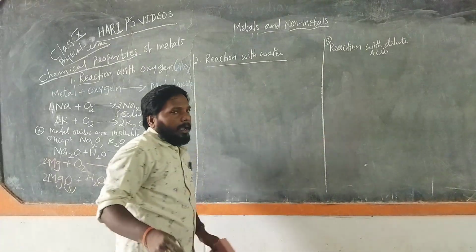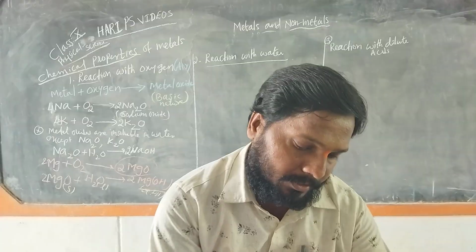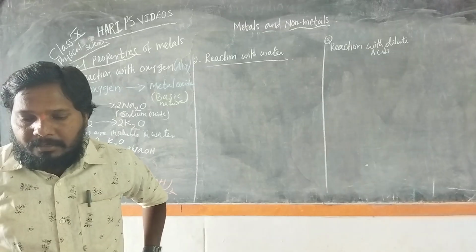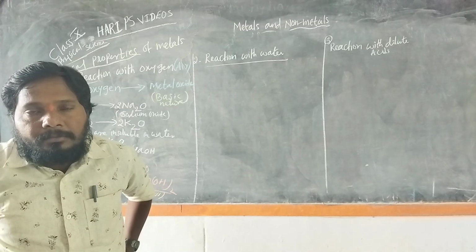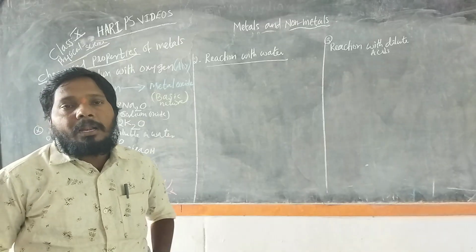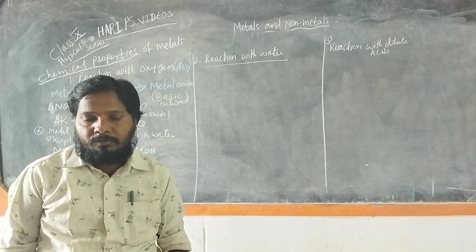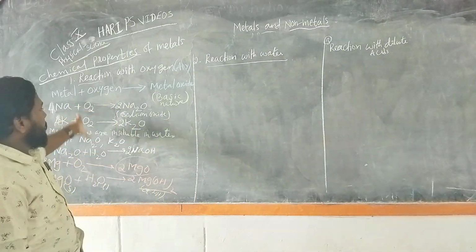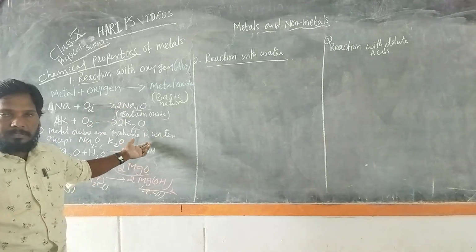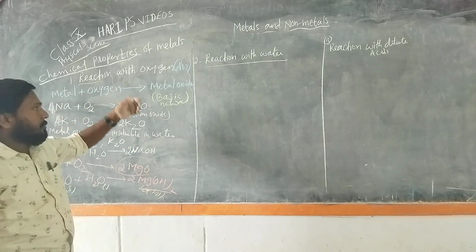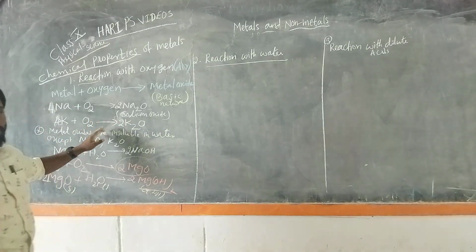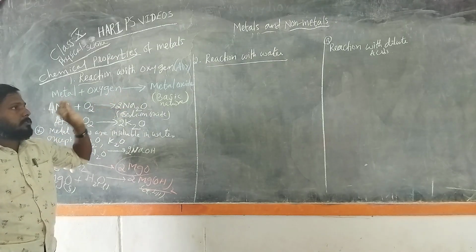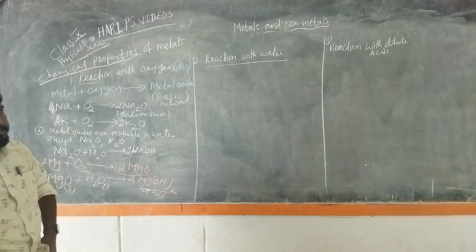Then coming to the next, reaction with water. What happens? When metals react with water, they form their respective alkali substances. Here many chemical equations are there regarding reaction with oxygen, but I explain only two. The most important thing is that when metals react with oxygen they give us metal oxides.